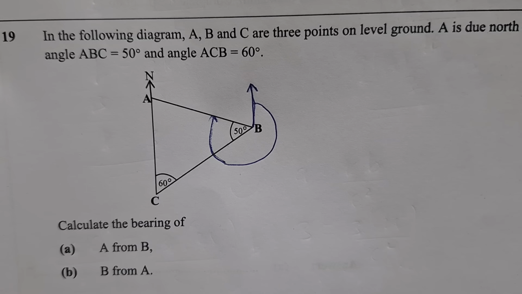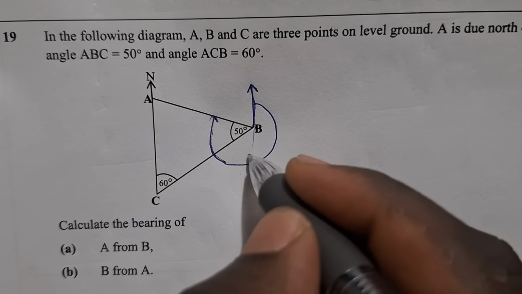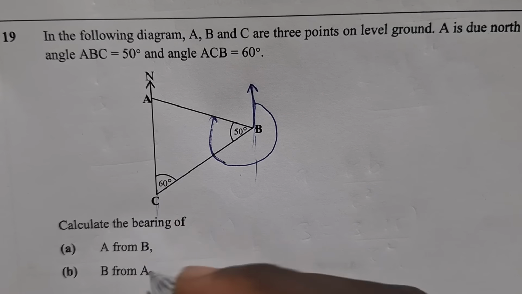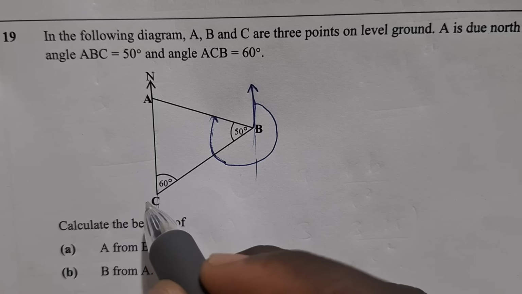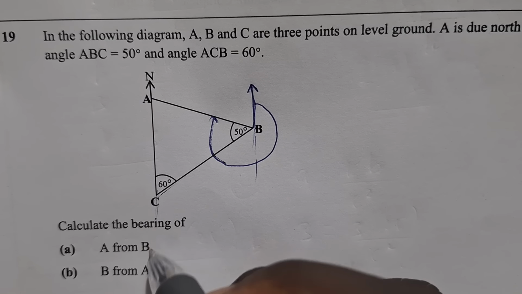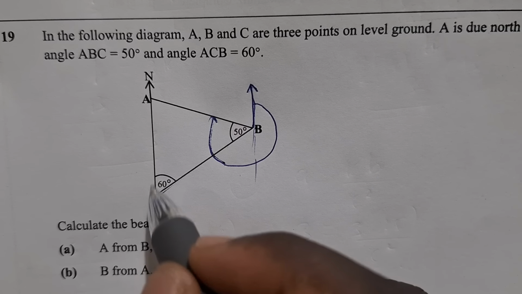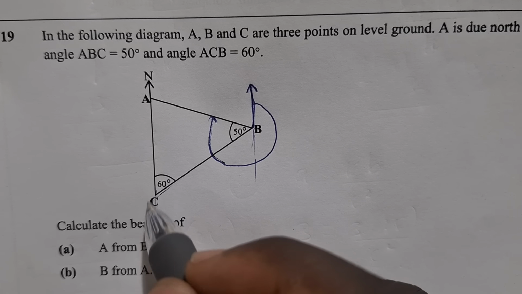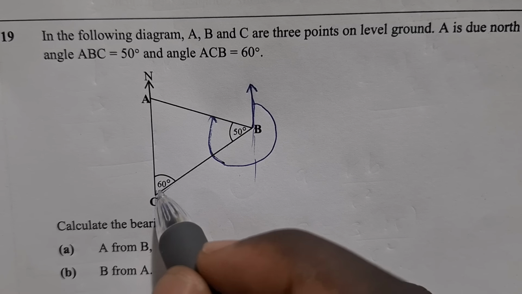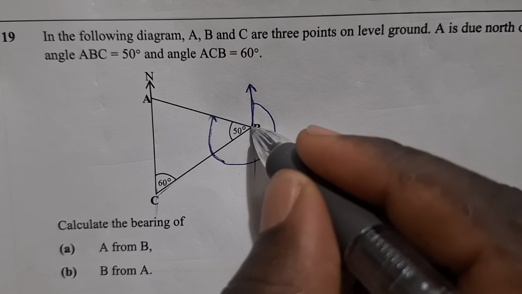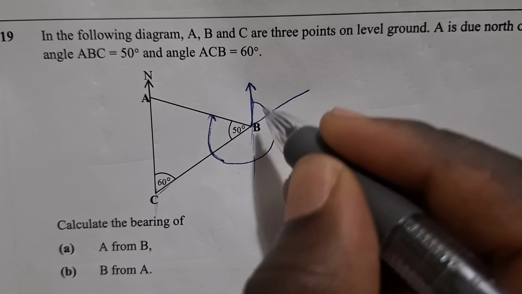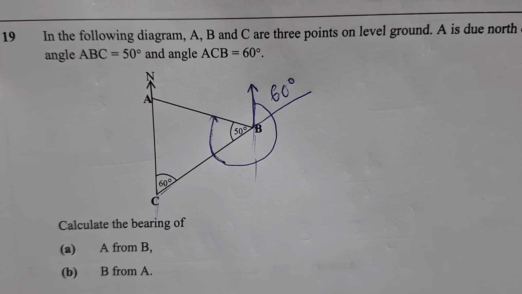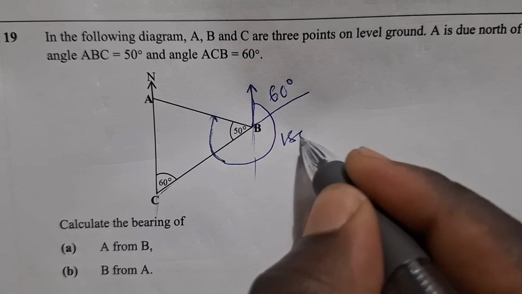So this is a bearing we need to find. We can use the idea of parallel lines and a transversal line across two parallel lines. If you can see, the angle here is 60 degrees. If we prolong this like this, this also will be 60 degrees. And then here it's 180.